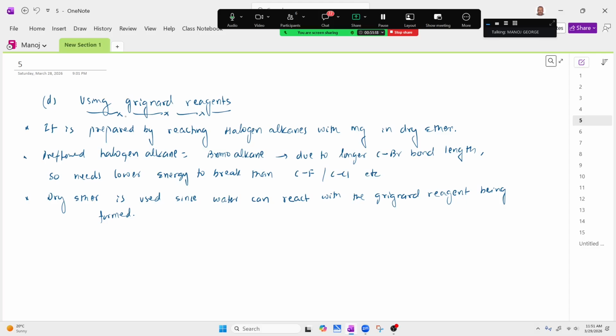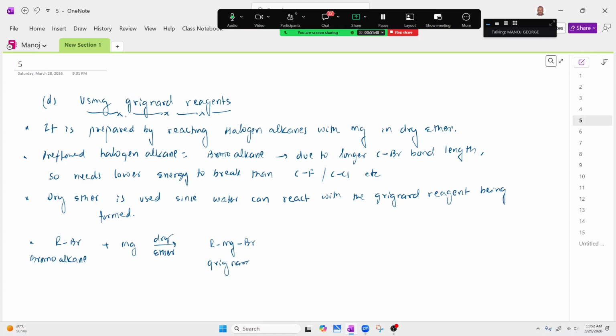And let's see how a simple reaction is done. Let's say this is my RBr, my bromoalkane. I'm going to give you equations to make you understand how this works. I'm just giving the introduction now. Okay, so I'm going to react this with magnesium. I always need dry ether. So what I get is RMgBr. This is Grignard reagent.